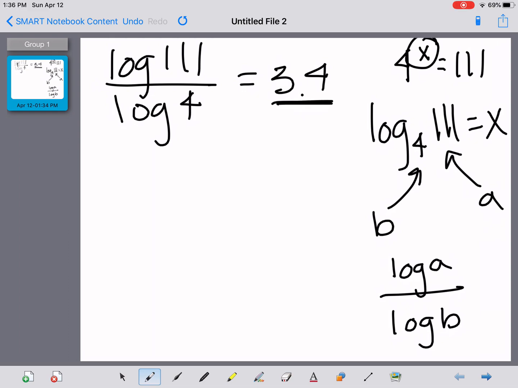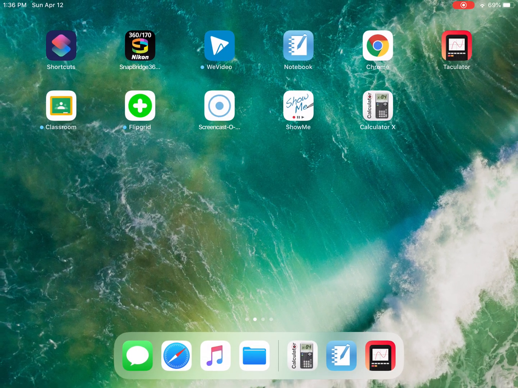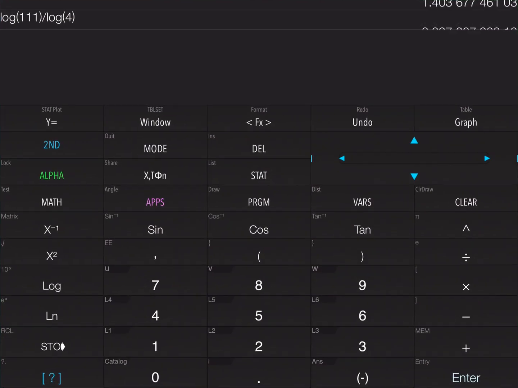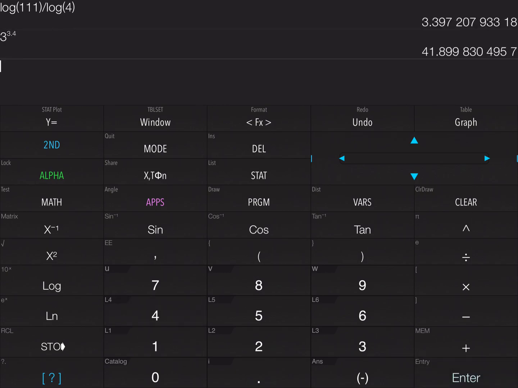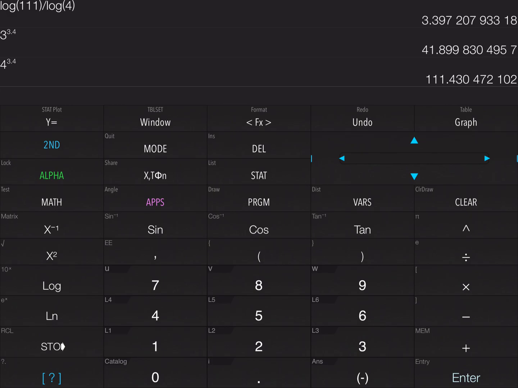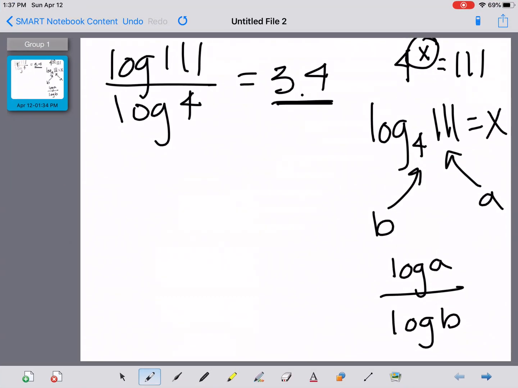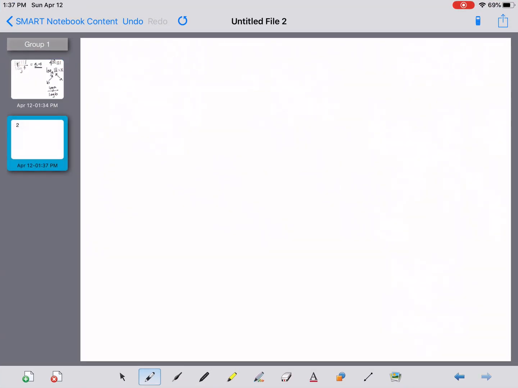If I were to actually push that in, 4 to the 3.4, there we go. You see I get right around 111. Obviously, it'll be a little bit off because I'm rounding, but that's what we're finding: the exponential value.